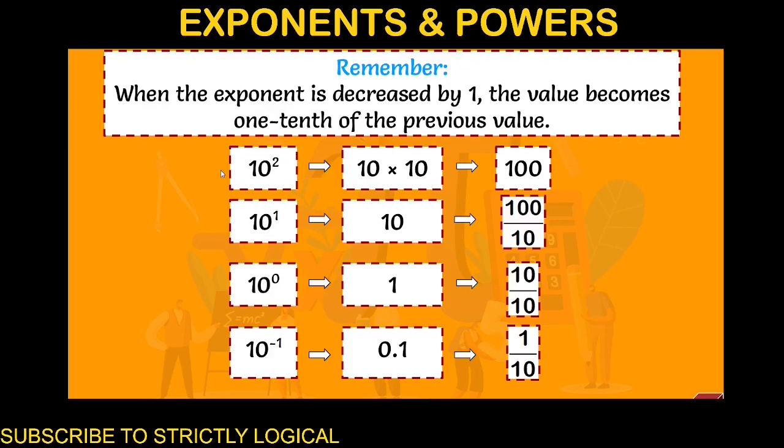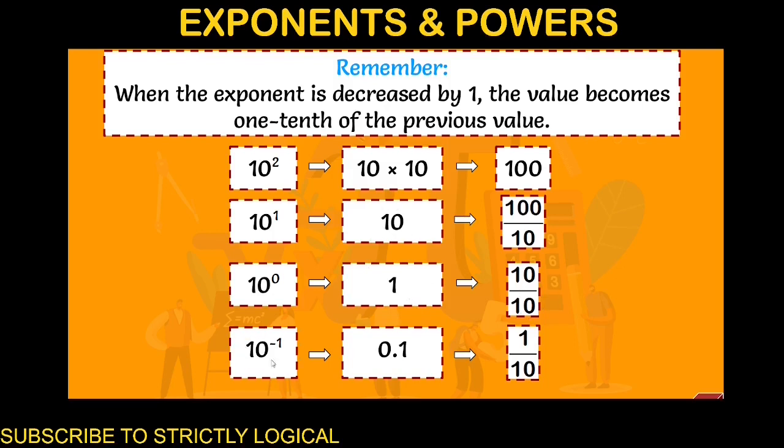For example, 10 to the power 2 is 10 into 10, which is equal to 100. While if we decrease the power by 1, it becomes 10 to the power 1 now, which is equal to 1/10 of the previous value. The previous value was 100. 100 by 10 is equal to 10. Now again decrease the power by 1, you will get 10 to the power 0, which is equal to 1. The previous value was 10. 10 divided by 10 is 1.